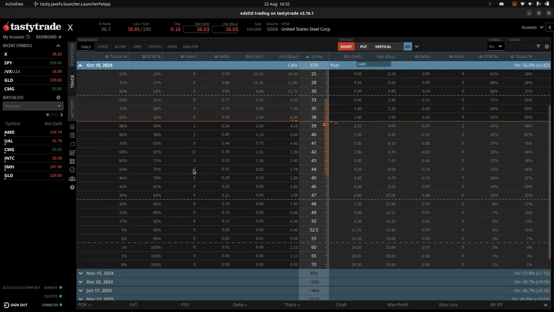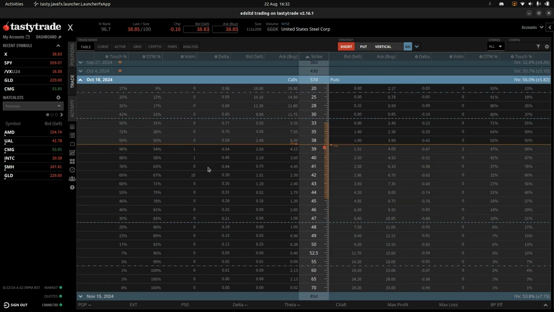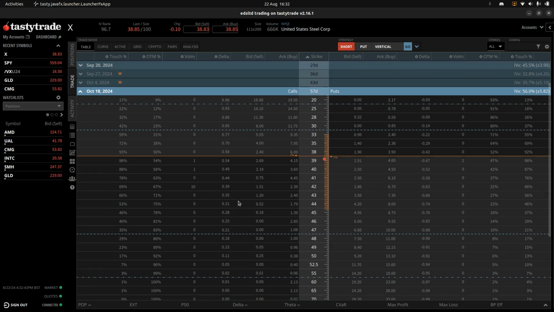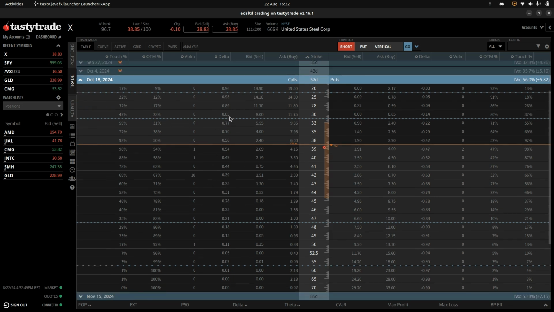Okay. So now what we want to have a look at is the liquidity, right? With the liquidity, the strikes, the deltas, etc. So in this column here, we've got delta, and then obviously we've got the bid and ask, and then the reverse for the put side. Call side on the left, put side on the right. This orange bar here is the expected move of the underlying within the 57-day period.